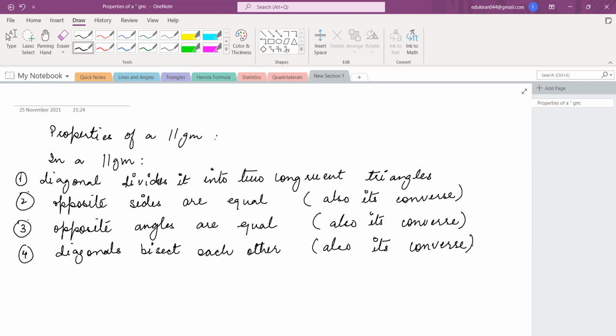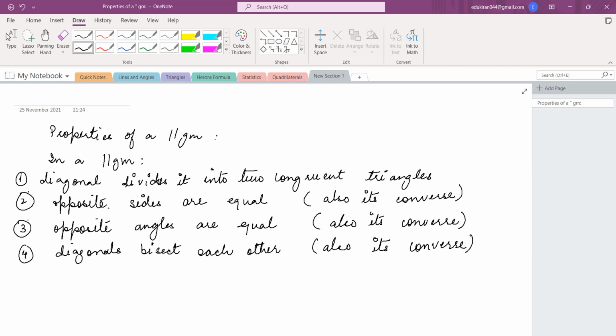Okay. Yes, ma'am. So in the theorem, we show that opposite sides are equal, opposite angles are equal, and diagonals bisect each other. In the converse, this is already given to you and we show that it is a parallelogram. Is this clear now? Yes, ma'am.